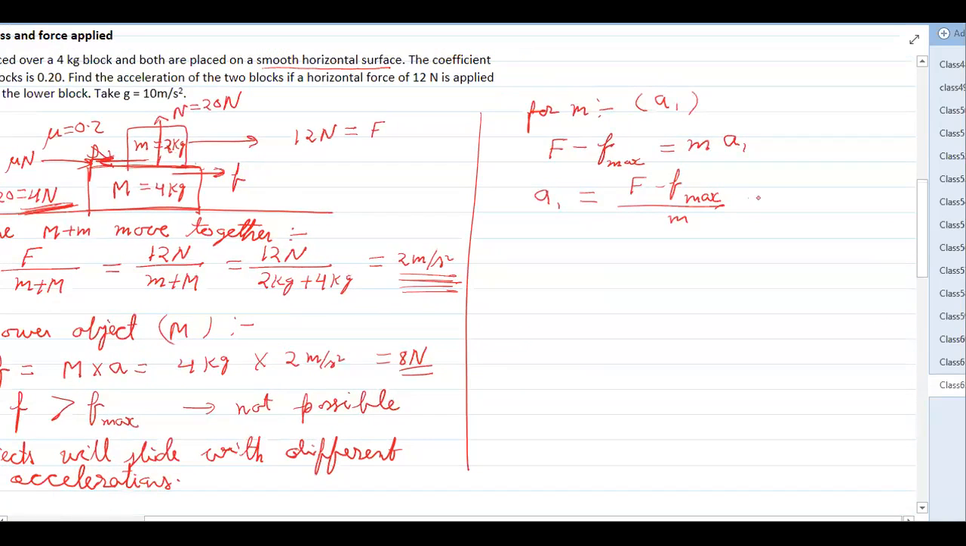So capital F is how much? 12. And friction is how much? 4 Newton, the maximum friction, divided by mass of our upper object, 2 kg. So that is equal to 4 meter per second square. So for the upper object, it will be 4 meter per second square.